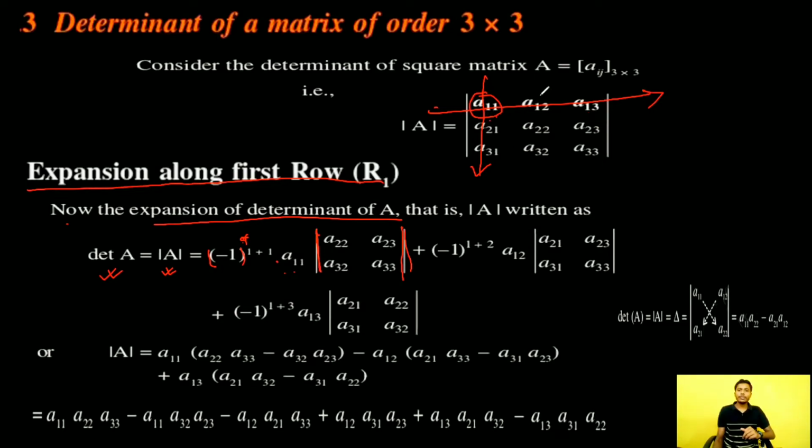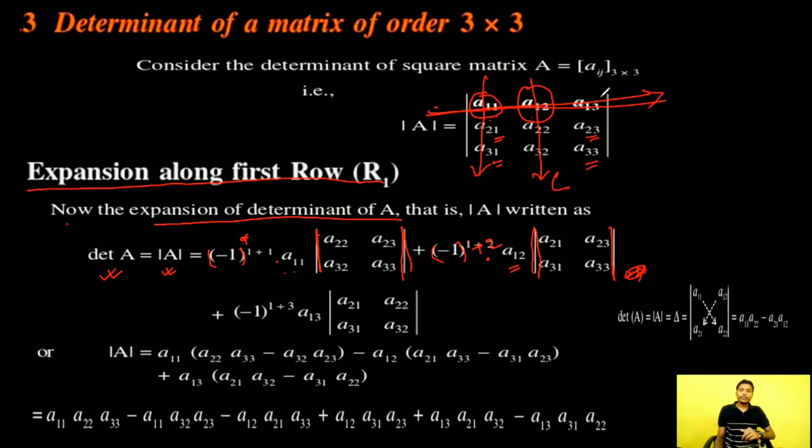Now for the second element, the row number is 1 and the column number is 2, so we will multiply A12 by minus 1 whole to the power 1 plus 2 and a determinant of order 2, where the elements of this determinant will be, if we leave the first row and second column, the remaining elements A21 and A23 and A31 and A33. This will be our determinant.